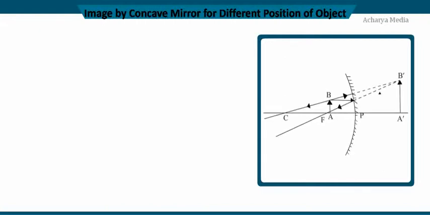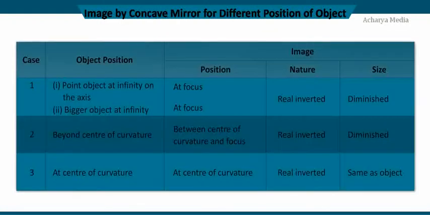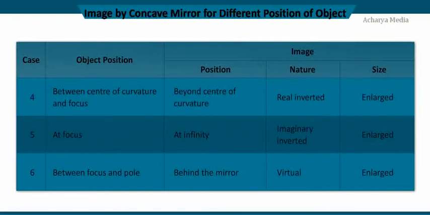On the contrary, when the object is placed between the pole and the focus, the object AB has its image A'B' formed behind the mirror and is virtual, erect and enlarged. The given table details the nature of images obtained for different positions of the object.